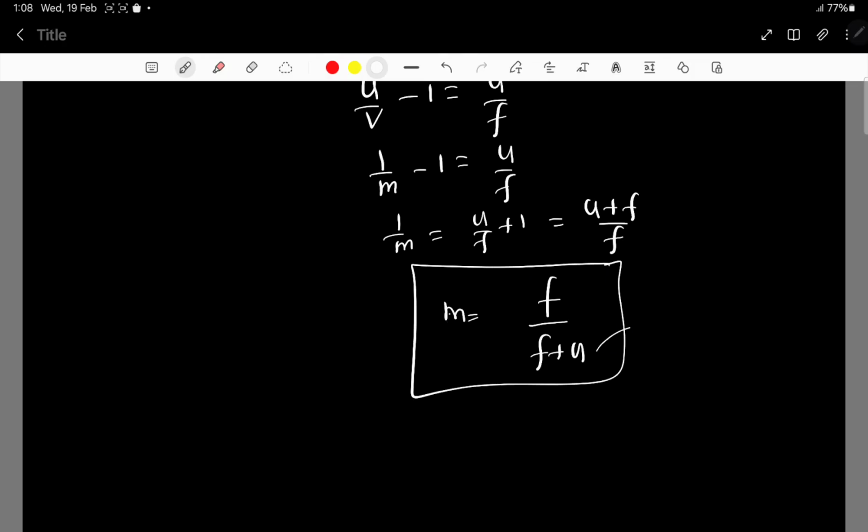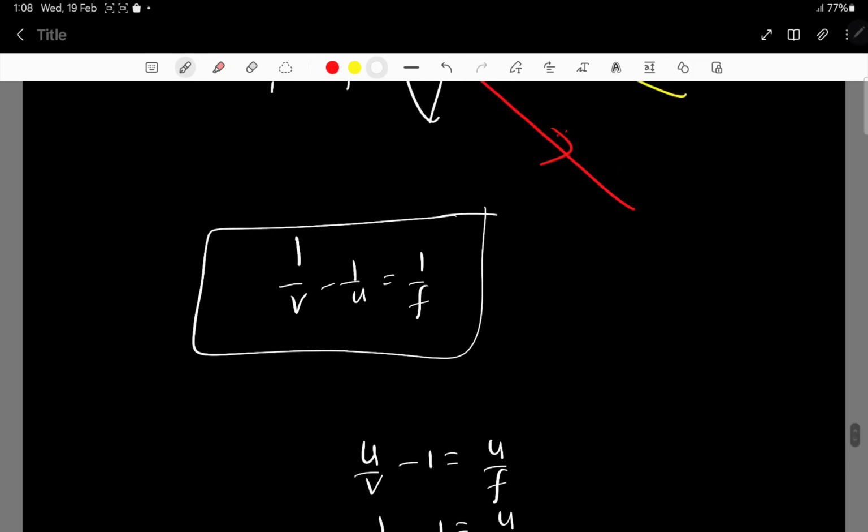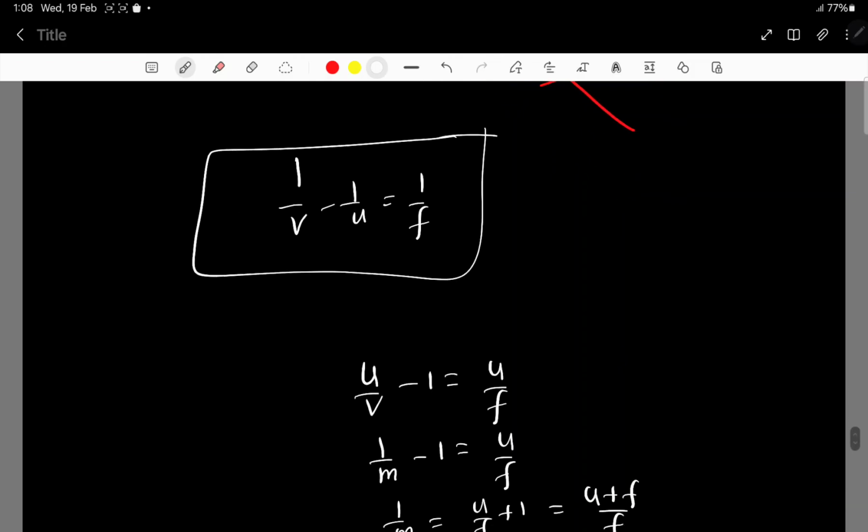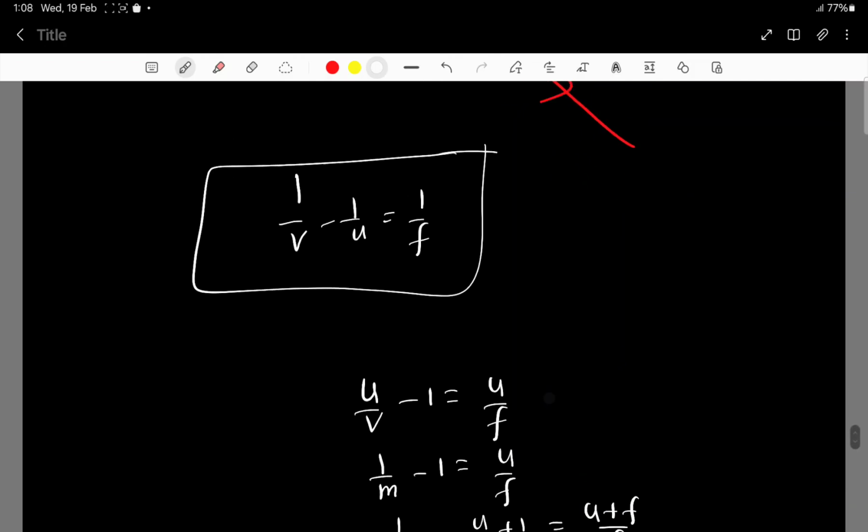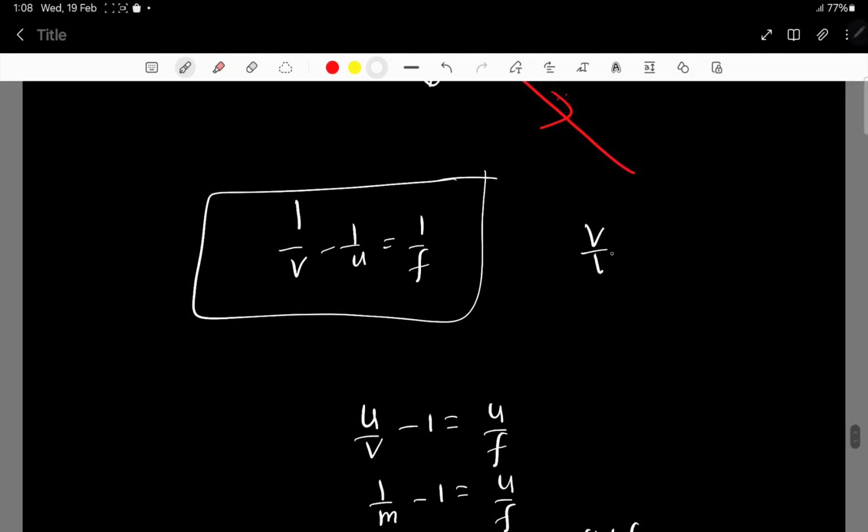This is the formula we have for magnification in terms of object distance. Similarly, if you multiply the whole equation with v on either side, you will be getting v by v minus v by u equals v by f. So you got what? v by u is nothing but m.